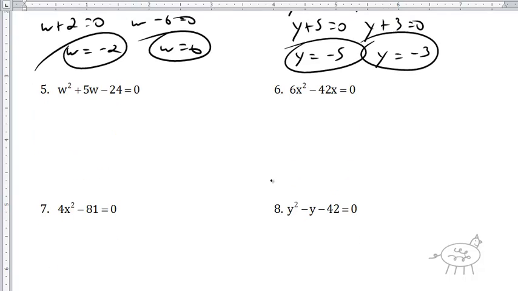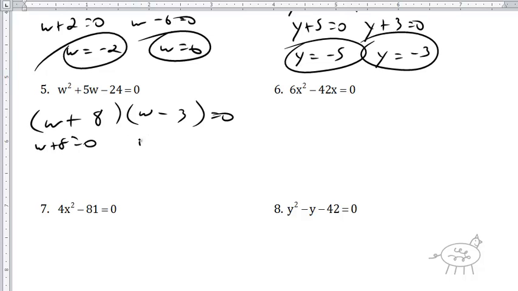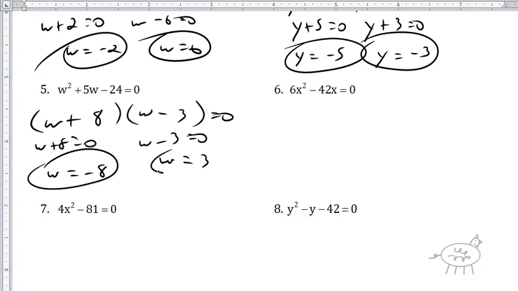All right, not bad. Another trinomial. So w, and it's plus and minus. And in this case here it is 8 and 3 because 8 minus 3 is 5. So the positive one is 8 and the negative one is 3. Okay. So we get w plus 8 equals 0 and w minus 3 equals 0. So w equals negative 8 and w equals 3.